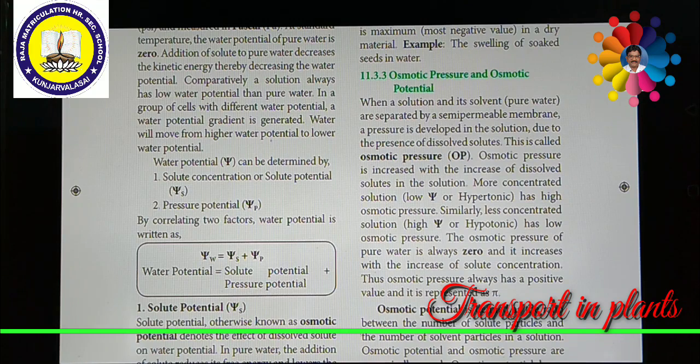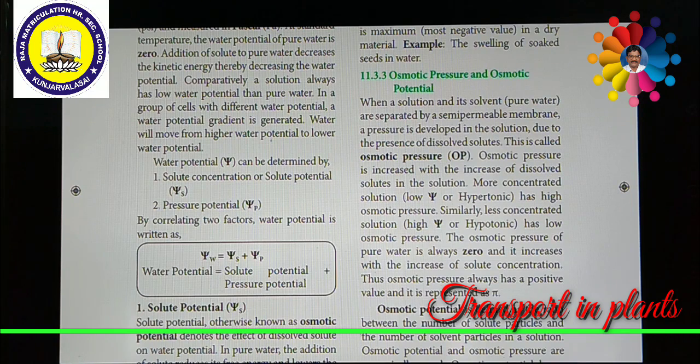So turgor pressure and wall pressure make the cell fully turgid. That means it is completely filled with water. So now the cell is called turgid. Turgid means completely filled. So we have seen a lot of definitions: imbibition, water potential, pressure potential, solute potential, matric potential, osmotic pressure, osmotic potential, turgor pressure, wall pressure. Now we are going to see another important physiological concept called diffusion pressure deficit, also called suction pressure.